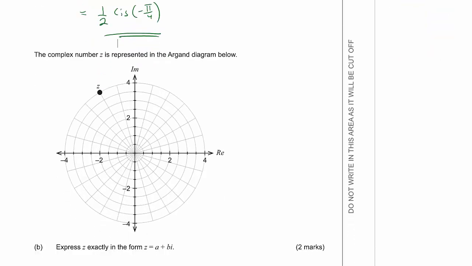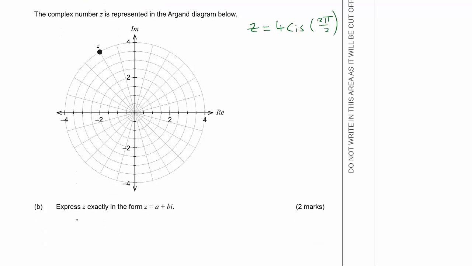The complex number z is represented in the Argand diagram below. Now I think each one of these rays is 15 degrees, so that's pi by 12 radians. So z on that basis is going to be 4 cis 2 pi by 3.